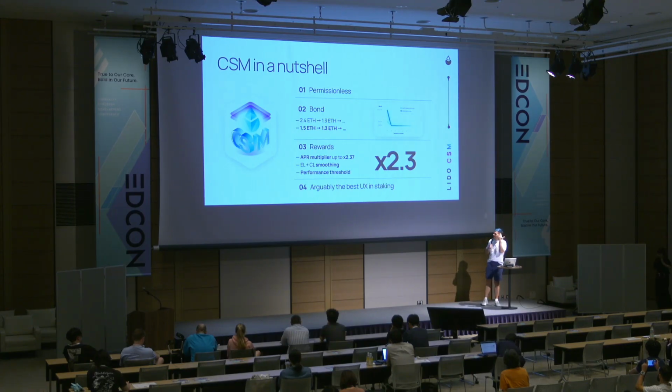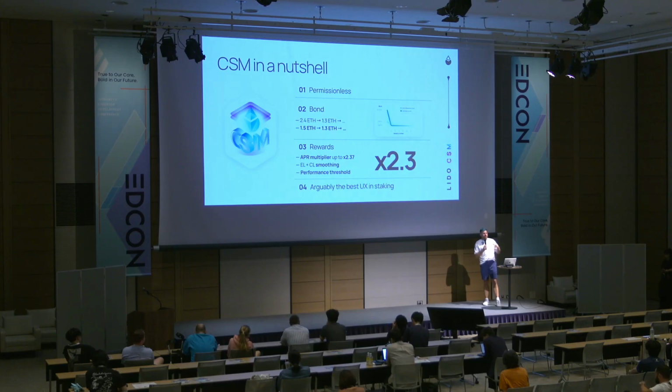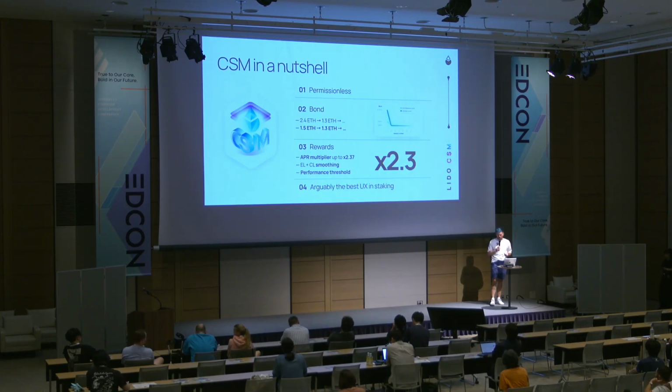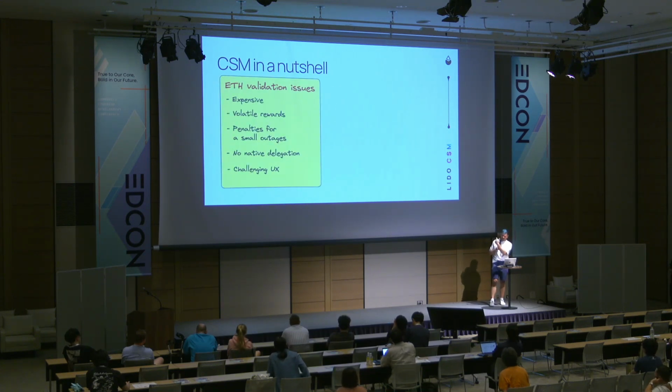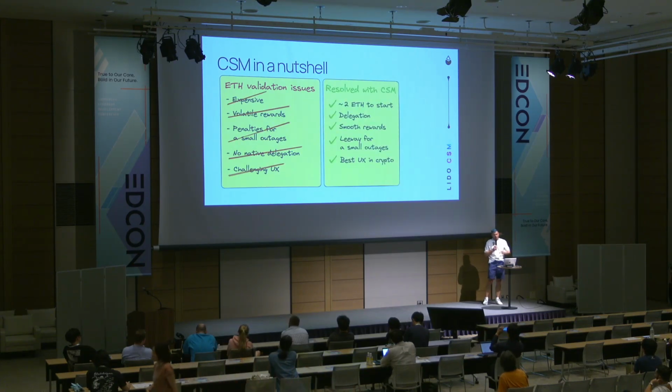You get reward smoothing so that your rewards are not like this occasional contract. No, they are very, very smooth and even. And we even have a concept of a performance threshold where a short-time maintenance or outage will not impact your rewards. So technically speaking, if we look at the ETH validation issues that I've mentioned before, and we apply CSM on top, boom, we have it solved.